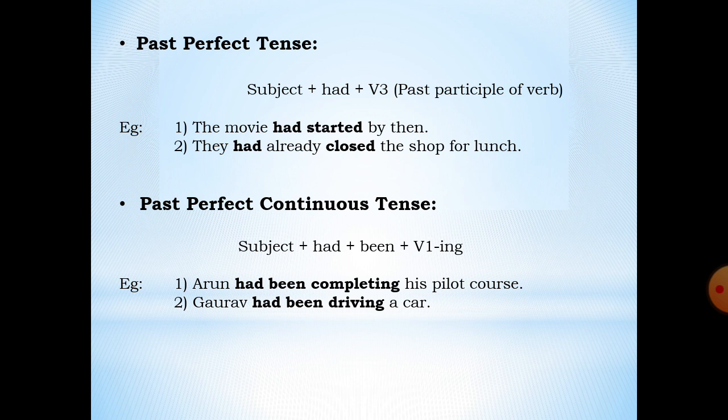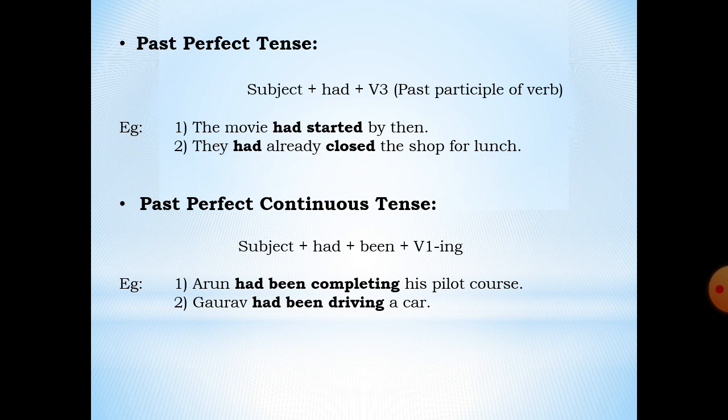So see the sentences. The movie had started by then. Second sentence, they had already closed the shop for lunch. So with the help of these two sentences, we come to know that either the subject is in singular form or it is in plural form, we have to use only had, nothing else. And V3 of the verb, the past participle, should go with this helping verb.